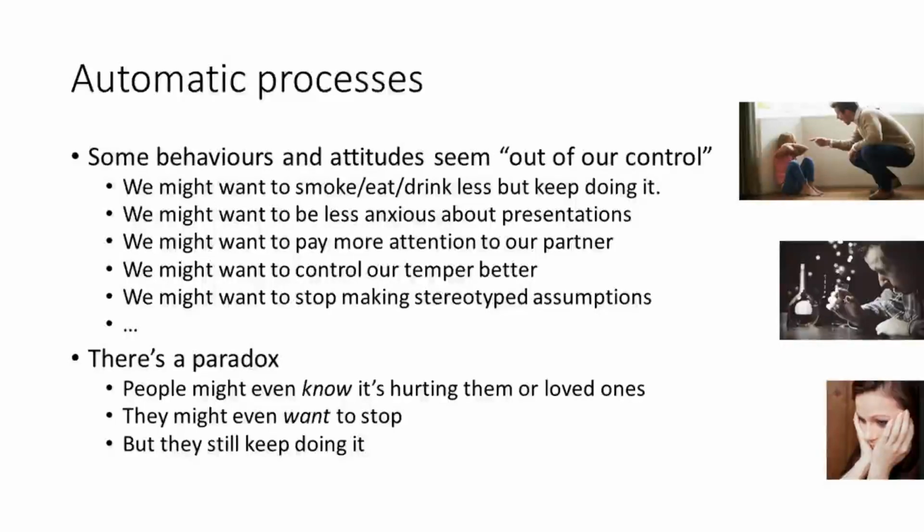We might want to be less anxious in presentations, but we just are. Maybe we know we should be paying more attention to our partner, but can't manage it. We might want to control our temper better and still fly off the handle. Or maybe we are kind of aware we have stereotypes. We might not like them, but we still have them. So there's kind of a paradox there: we know it's doing harm, we might want to stop, but we keep doing it. So what's going on there?